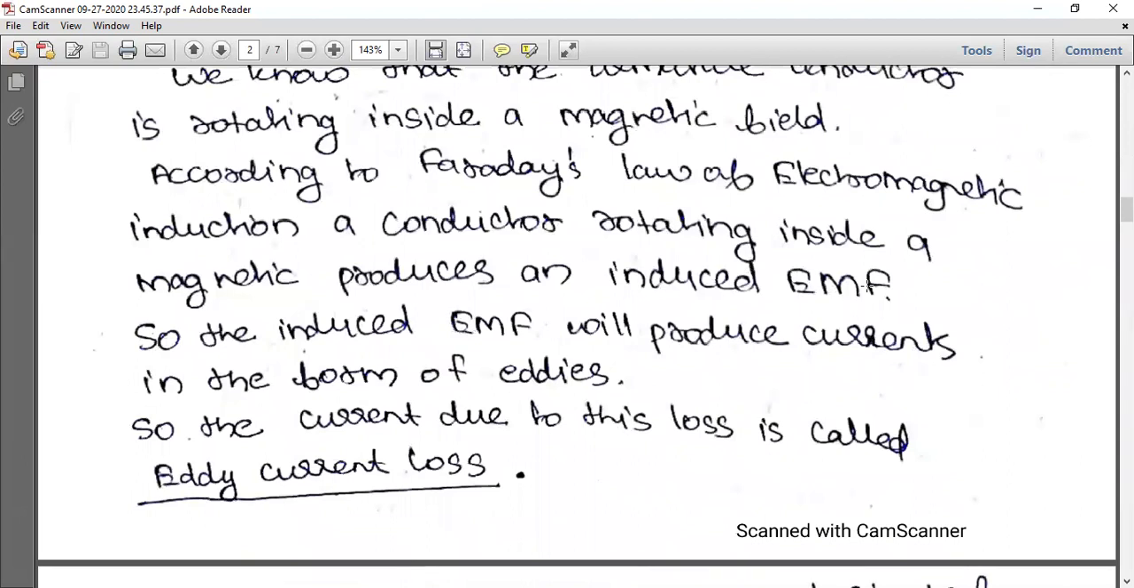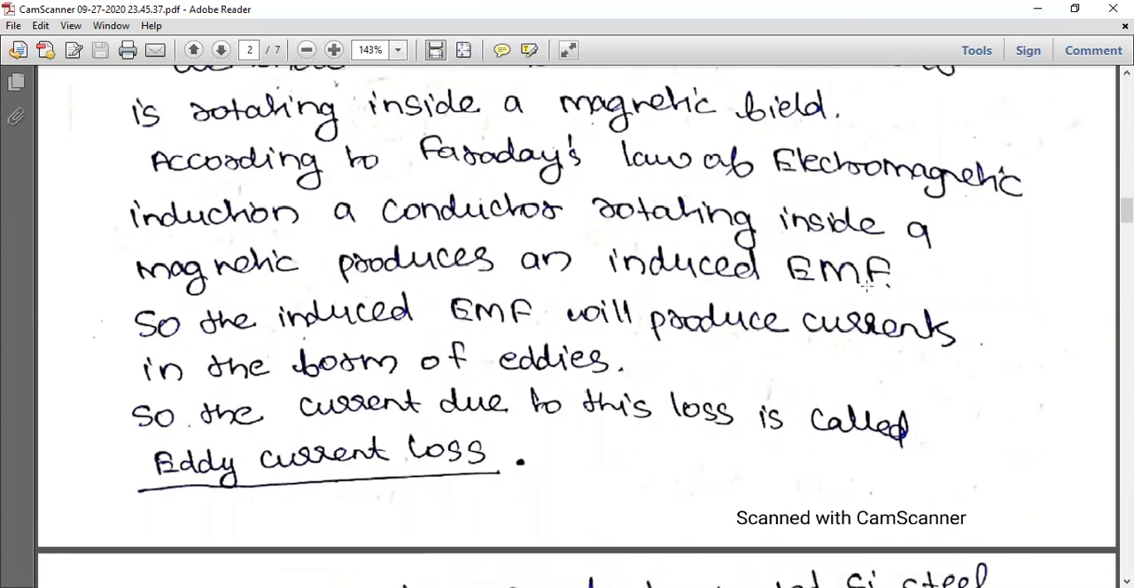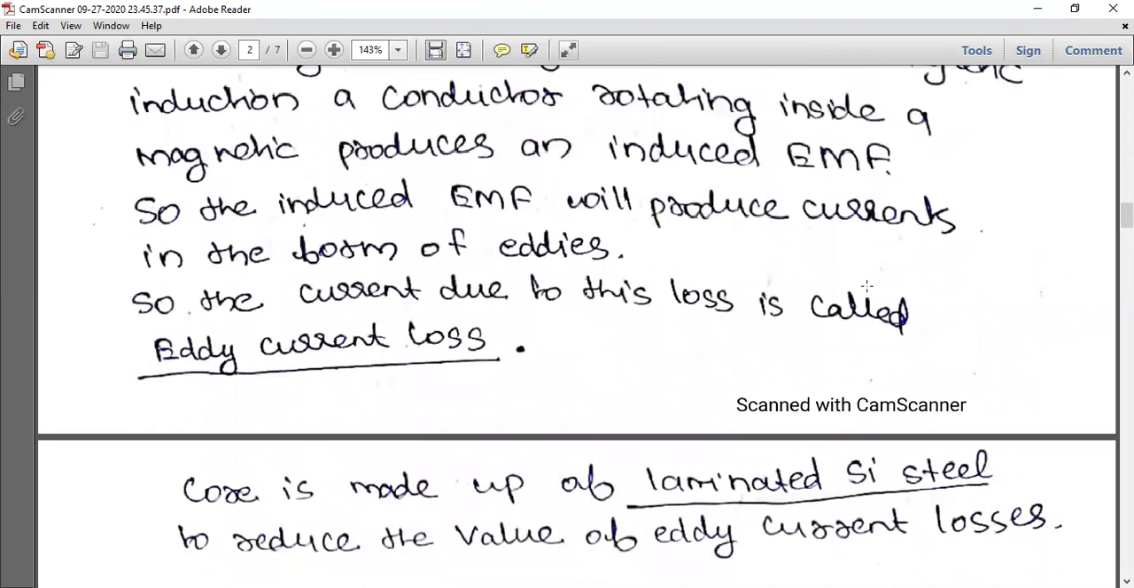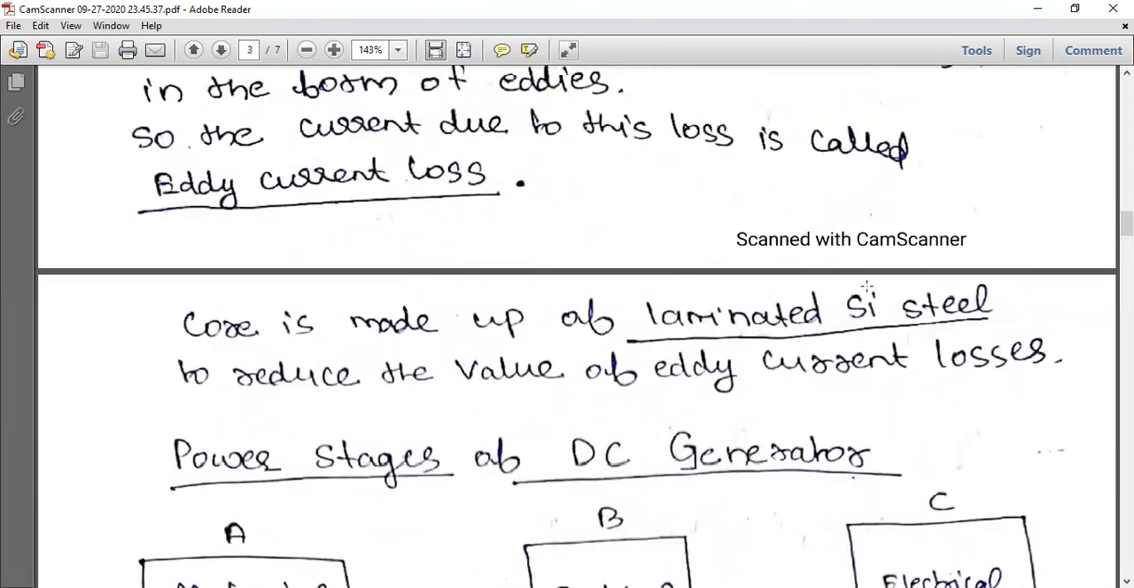That current is moving as eddies in the armature, so it is called eddy current. The current loss due to that, the eddy current into the resistance, will give you the eddy current loss. In order to avoid the eddy current, I think you have studied this in your 12th standard. To reduce the armature eddy current loss, we use laminated silicon steels. Lamination is one important thing that we should use to reduce eddy current.